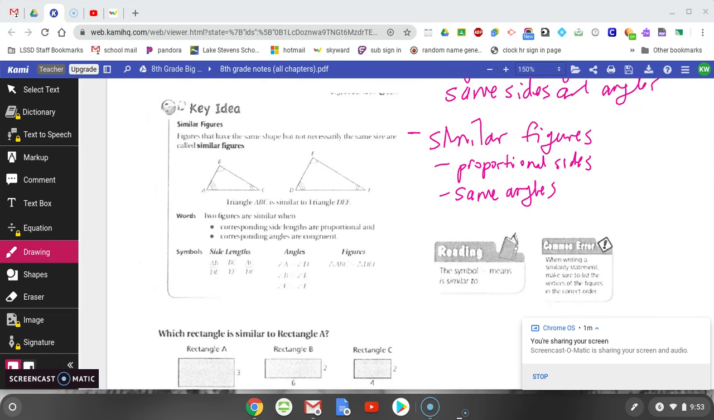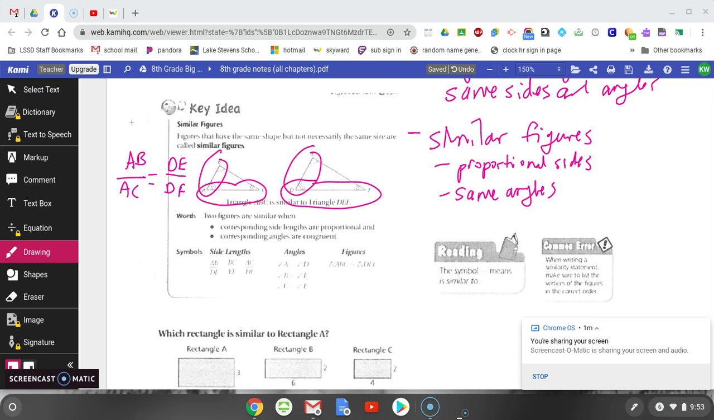So how can we say that? We can say that the proportion of side length AB compared to side length AC is equal to the proportion of side length DE compared to side length DF. So I'm saying that this one over this one is the same as this one over this one. And I could do that with the other sides as well, but just showing that they do have the same proportion. This fraction, if I divide these two numbers, will give me the same number as if I divide those two numbers.